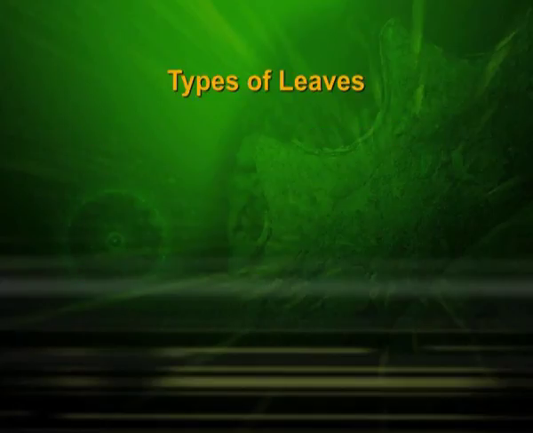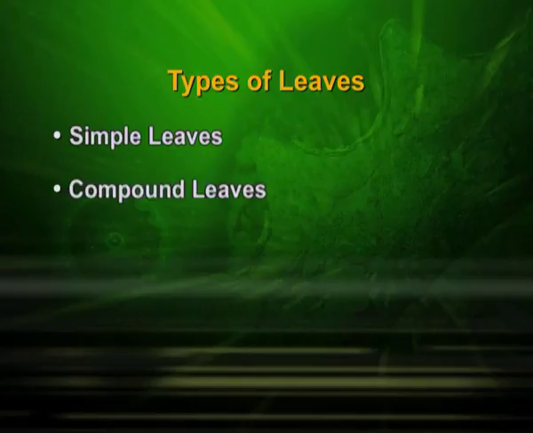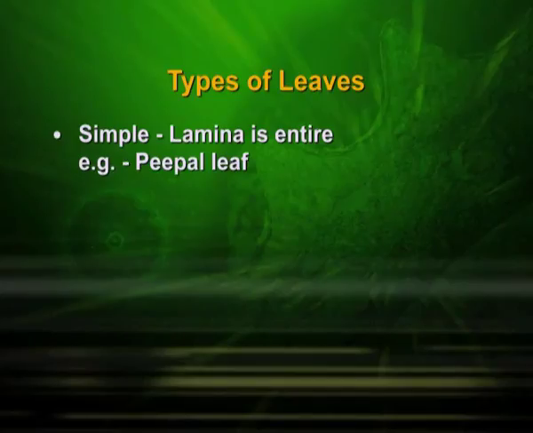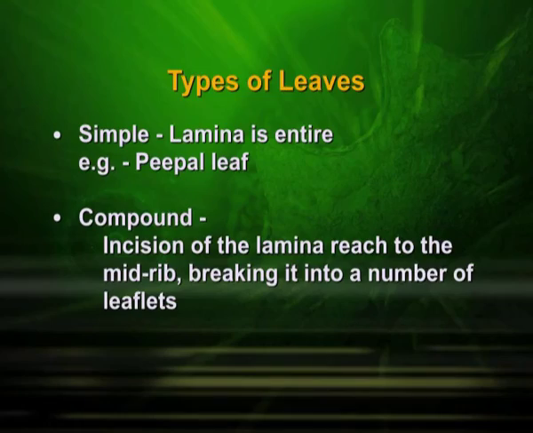Now, leaves are of different types. They may be simple leaves, they may be compound leaves. This type of leaf is known as simple leaf. This is a peepal leaf. Here the lamina is entire. This type of leaf is known as compound leaf. The incision of the lamina reaches to the midrib, breaking it into a number of leaflets. It may be pinnately compound, it may be palmately compound.